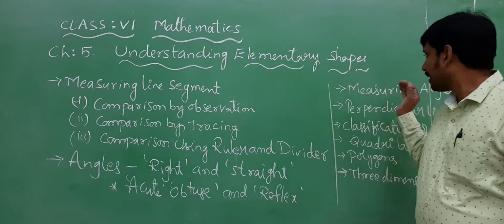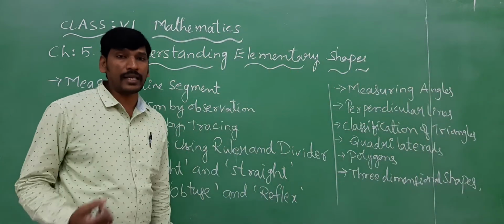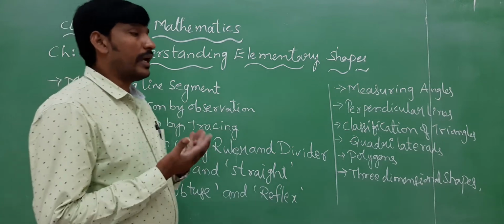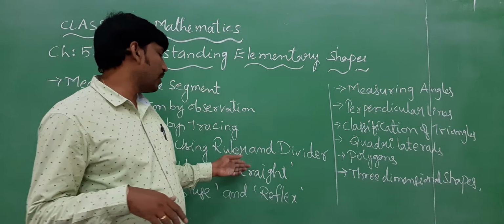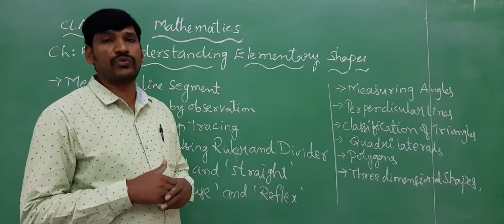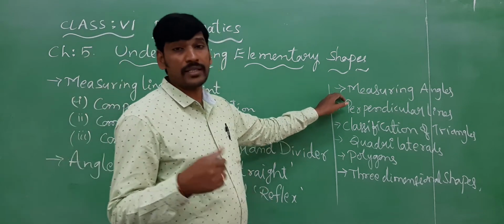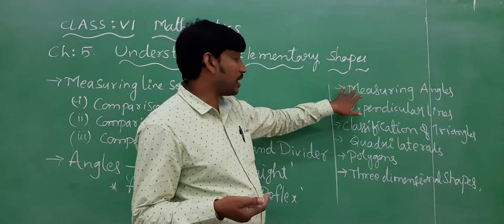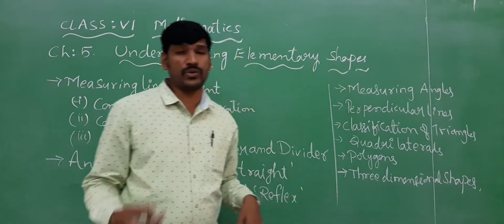Now come to the next, measuring an angle. How to measure the angle? Which instrument are we going to use to measure the angle? For line segment we can use ruler or divider. For measuring an angle, which instrument are we going to use from the geometry box? That we are going to discuss. Whether the given angle is acute or obtuse, by using that instrument we can say that the given angle is acute or obtuse also.